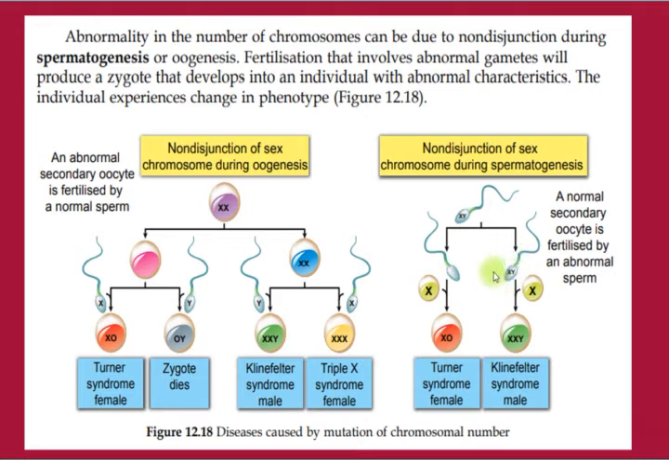If the sperm that carries X and Y chromosomes fertilizes the normal secondary oocyte, it will produce a zygote with XXY sex chromosomes, with an extra X chromosome. This also will cause Klinefelter syndrome in male. All of these diseases are caused by mutation of the chromosome number. Alright, I hope you can understand.